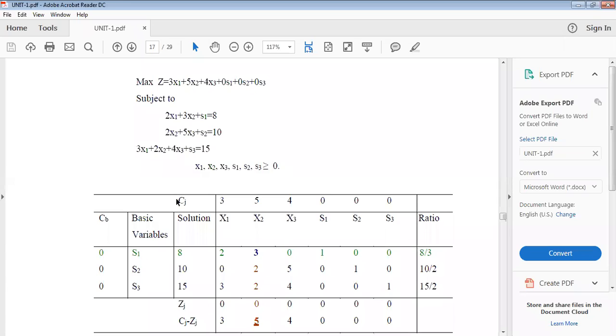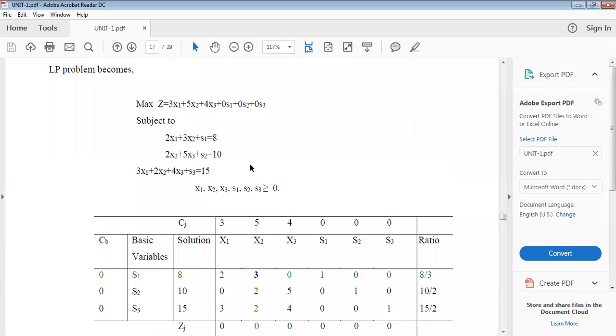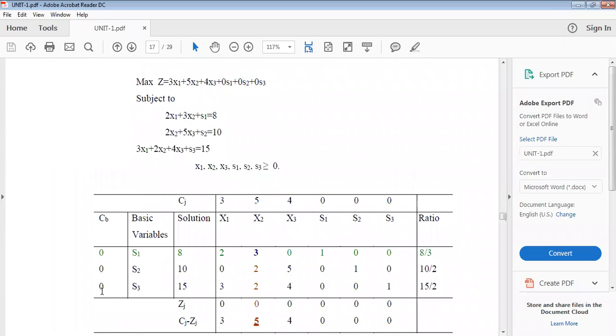After this, you have to formulate a table like this. CB means the value of the slack variables S1, S2, S3; their coefficients have to be marked in this particular column. The basic variables are nothing but the slack variables S1, S2, S3. Next, the solution means 8, 10, 15. These are the values of the constraints: 8 is the first equation, 10 is the second equation, 15 is the third equation.